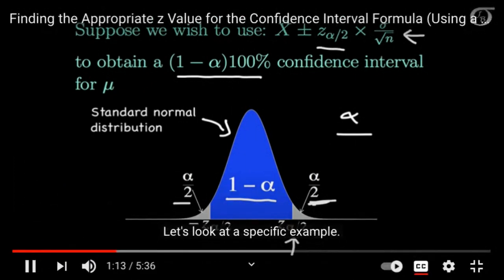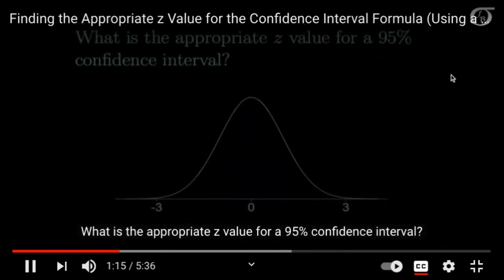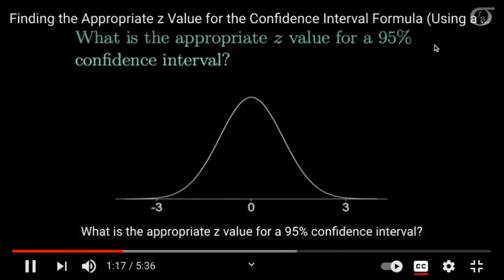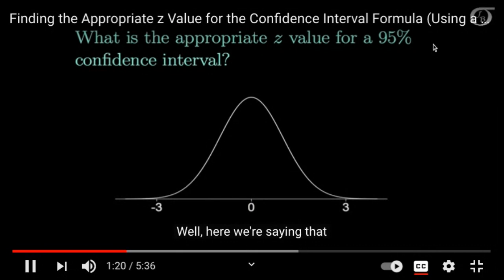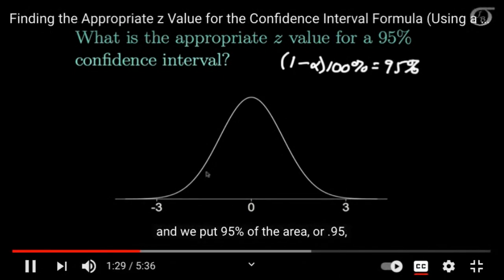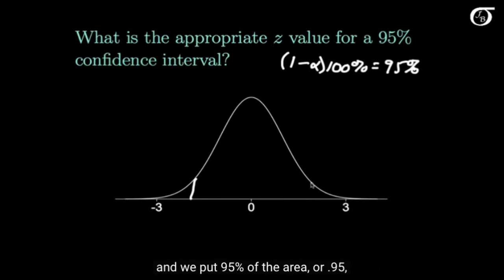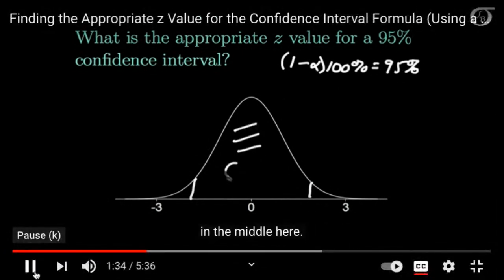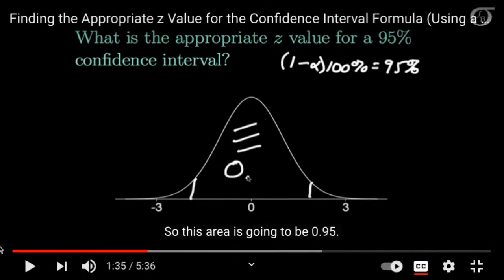Let's look at a specific example. What is the appropriate Z value for a 95% confidence interval? Well, here we're saying that 1 minus alpha times 100% is 95%. We put 95% of the area, 0.95, in the middle here. Okay, so the first part, is anybody not clear on this formula? 1 minus alpha times 100% equals 95%.